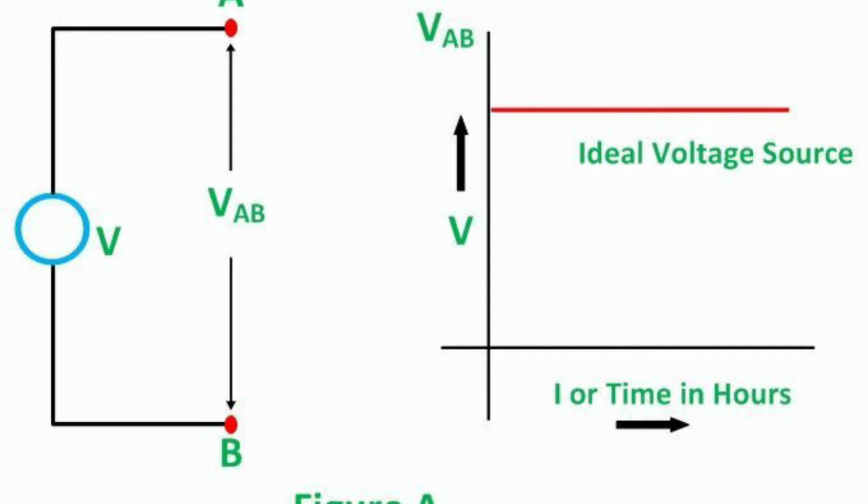Voltage source. A voltage source is a two-terminal device whose voltage at any instant of time is constant and is independent of the current drawn from it. Such a voltage source is called an ideal voltage source and has zero internal resistance.